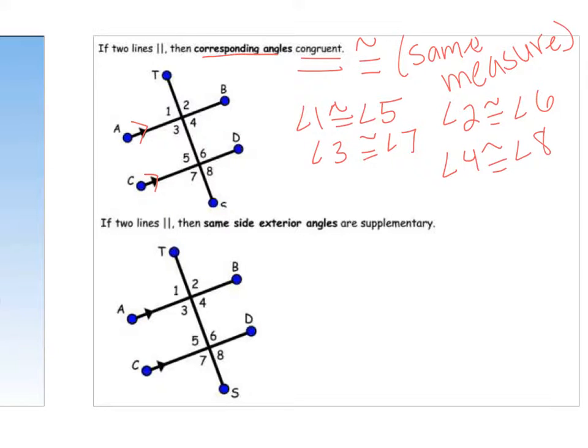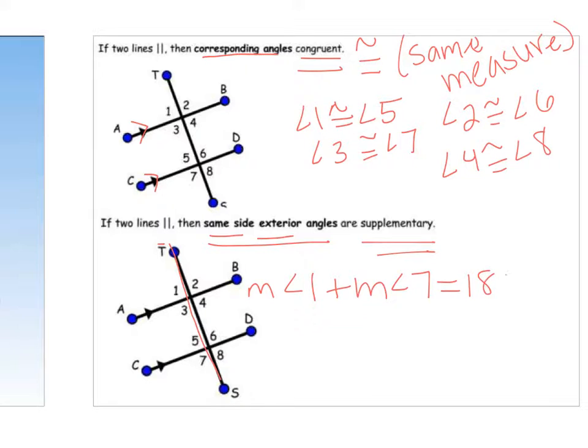So if you have two parallel lines, same side exterior angles will be supplementary. So what is same side exterior? They're on the same side of the transversal, but on the outside of the parallel lines. So that would be angle 1. Remember, supplementary means that they together equal 180 degrees. So angle 1 and angle 7 would equal 180.